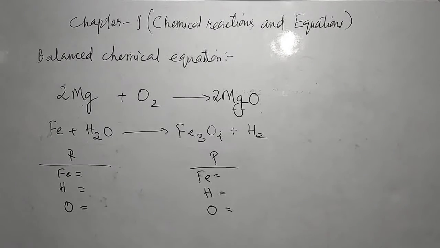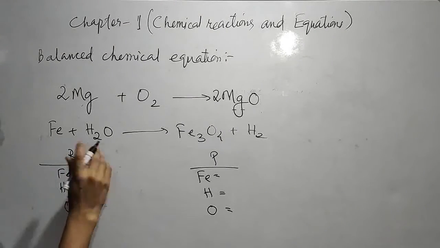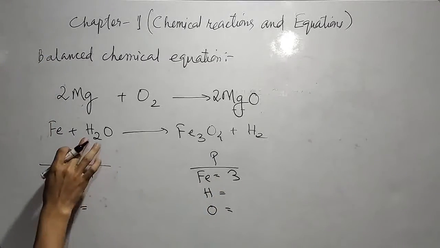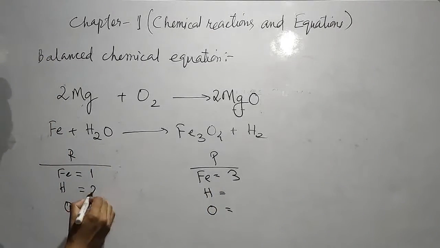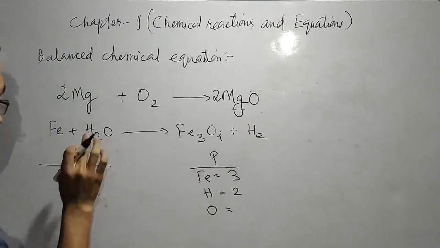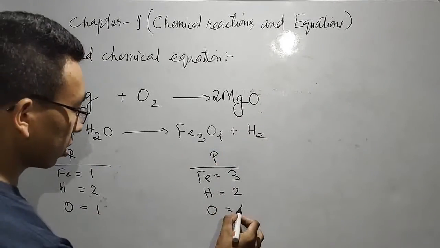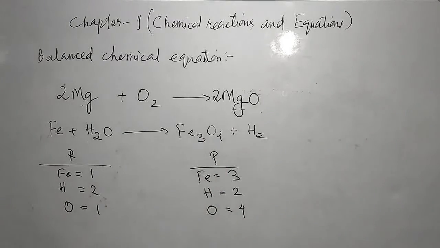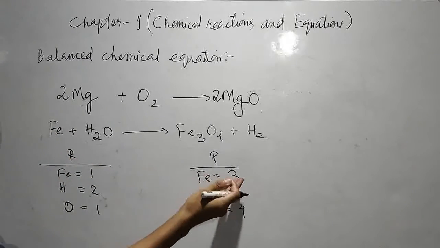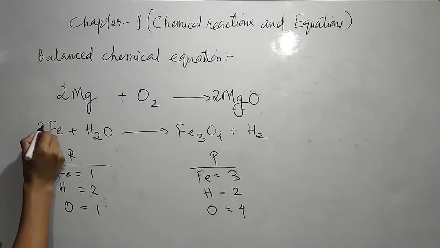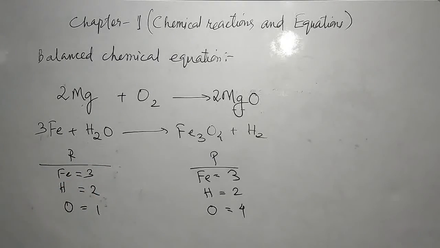Now let us count. Left side Fe is only 1, right side Fe is 3. Hydrogen is 2 on this side and 2 on the other side. Oxygen is 1 here, and on this side oxygen is 4. So Fe is short by 3, so we multiply by 3 and it becomes 3. Then hydrogen 2 is balanced. But here oxygen is 4 and here oxygen is only 1, so we multiply by 4.